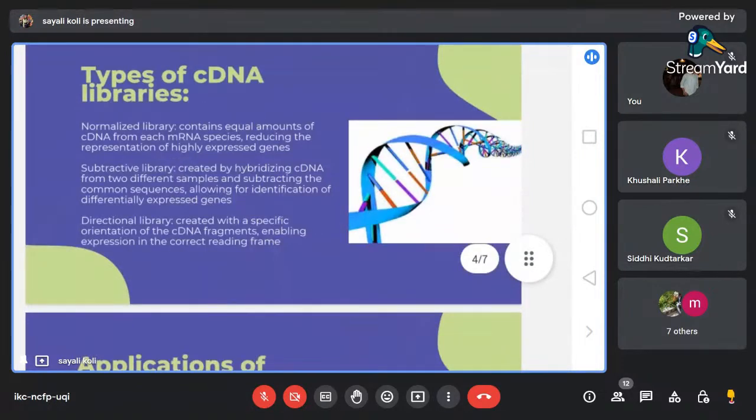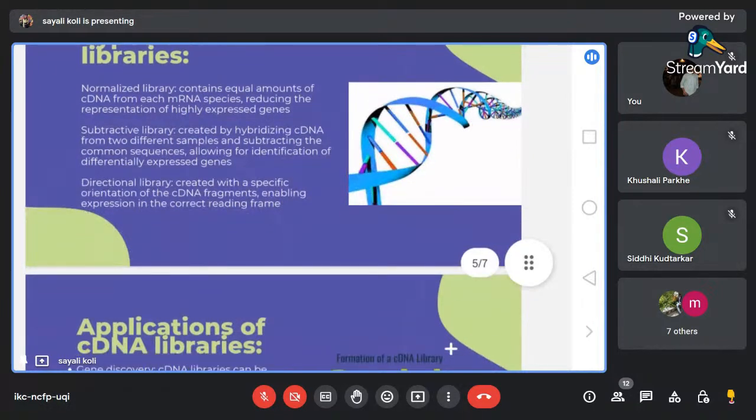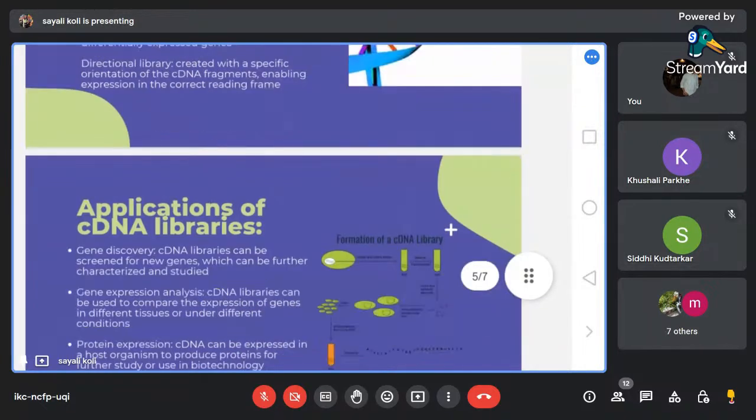So types of cDNA libraries, तो normalized library है, subtractive library and directional library. So normalized library में क्या होता है? Contains equal amount of cDNA from each mRNA sequence species, reducing the representation of highly expressed genes. Subtractive library is created by hybridizing cDNA from 2 different samples and subtracting the common sequences, allowing for identification of differentially expressed genes. And directional library क्या होता है? Created with a specific orientation of cDNA fragments, enabling expression in the correct reading frame.